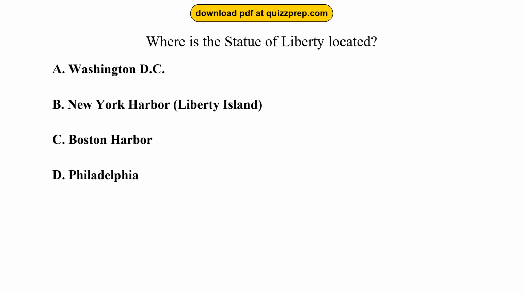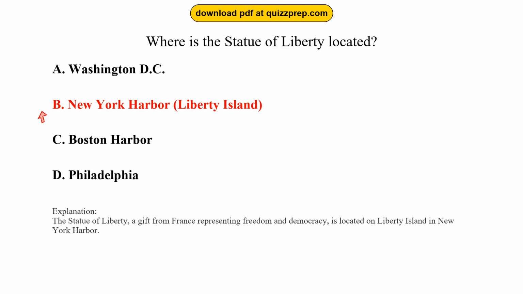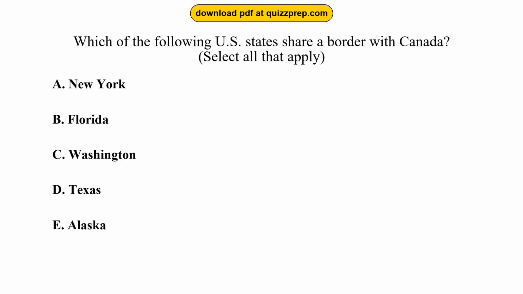Question 66. Where is the Statue of Liberty located? Option A, Washington, D.C. Option B, New York Harbor, Liberty Island. Option C, Boston Harbor. Option D, Philadelphia. The correct answer is option B, New York Harbor, Liberty Island. The Statue of Liberty, a gift from France representing freedom and democracy, is located on Liberty Island in New York Harbor.